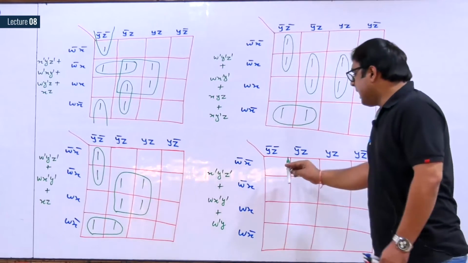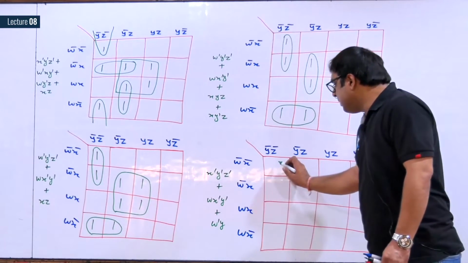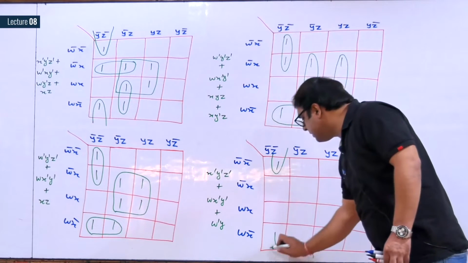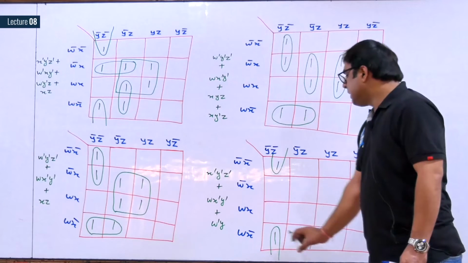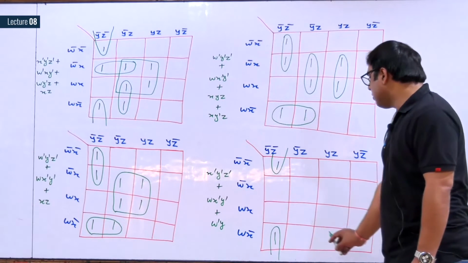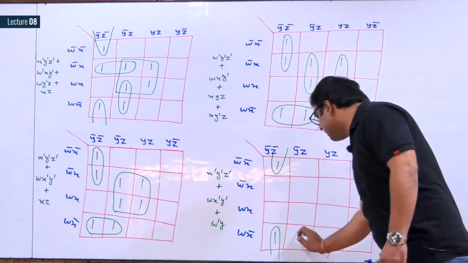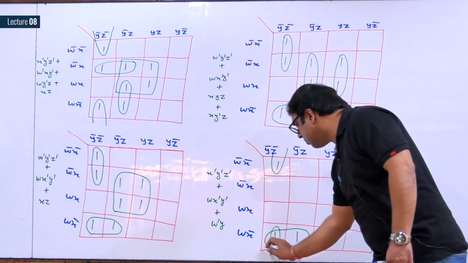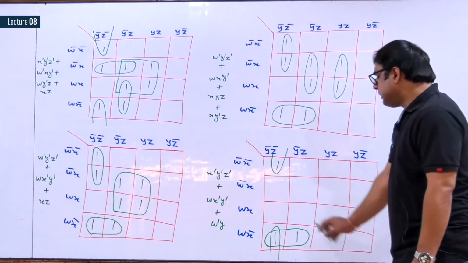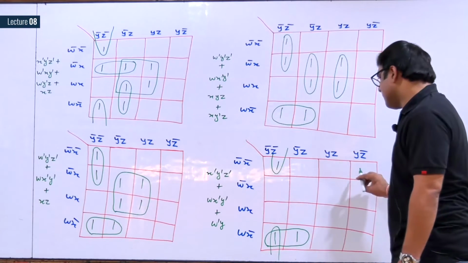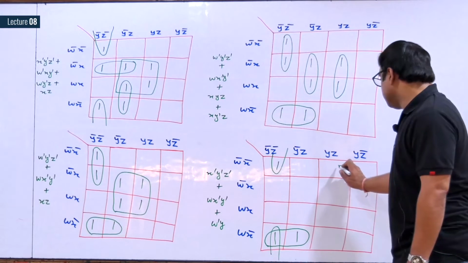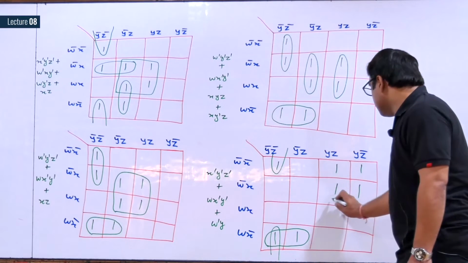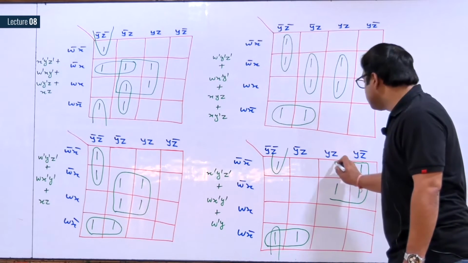Last one. X complement, Y complement, Z complement. W x complement, Y complement. W complement Y. So W complement Y means this quad.